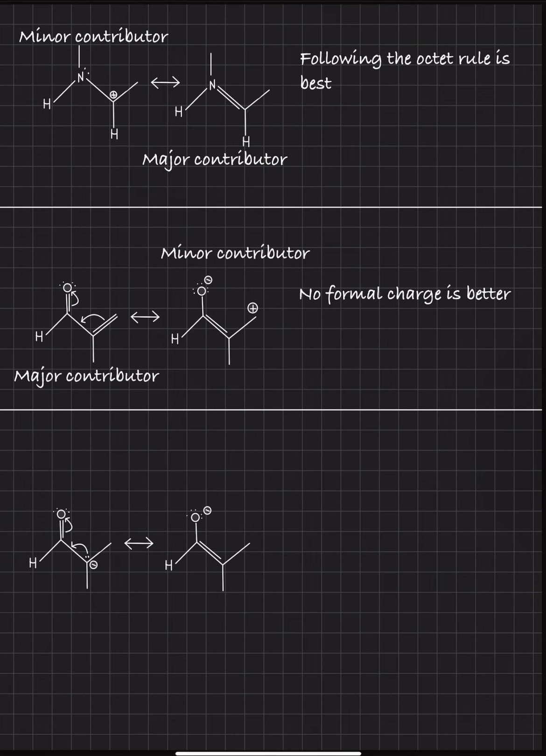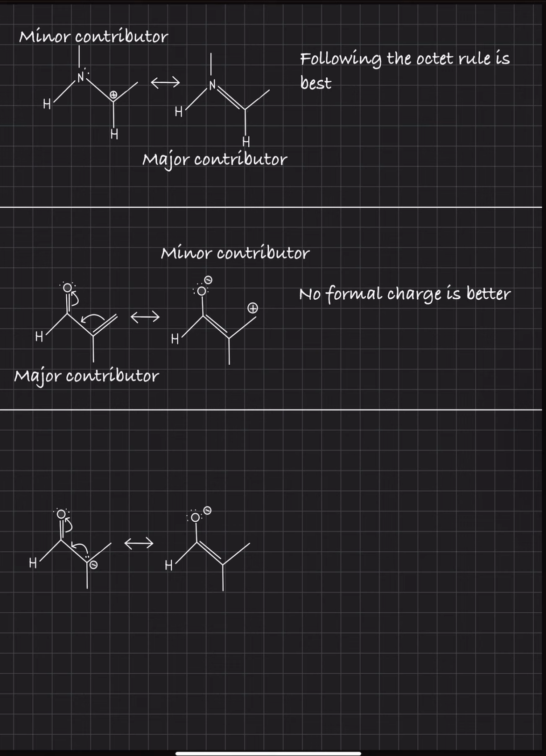Okay, and then the last rule that I'm going to go over is the following. In this next example, you have a carbon with a negative charge, a carbanion, either or, however you want to call it. And the oxygen on the right, you can see has a negative charge. So which one is going to be the major contributor and which one is going to be the minor contributor?